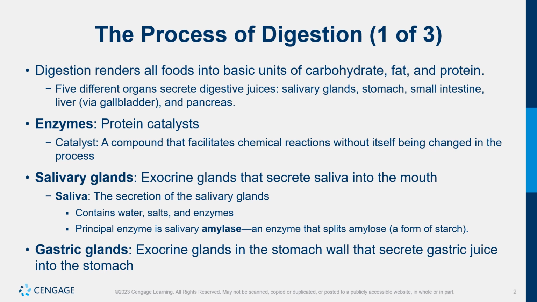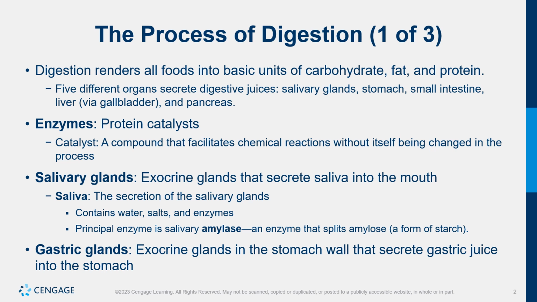of carbohydrate, which is sugar, fat, which are triglycerides and fatty acids essentially, and protein, which are amino acids. And there are different organs involved in this process. These organs secrete digestive juices, and they include the salivary glands, the stomach, the small intestine, the liver via the gallbladder, and the pancreas.